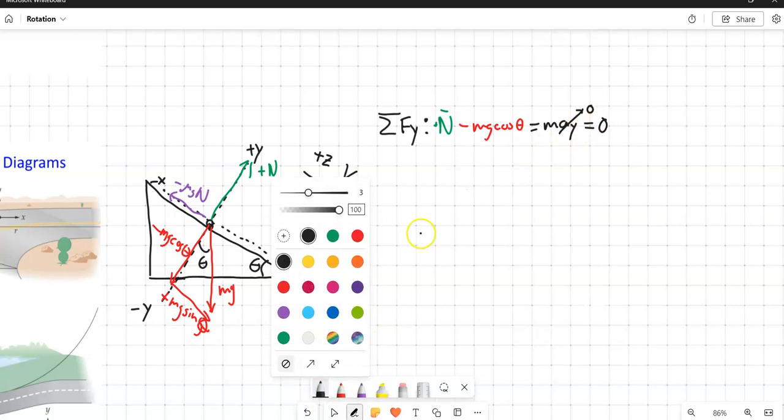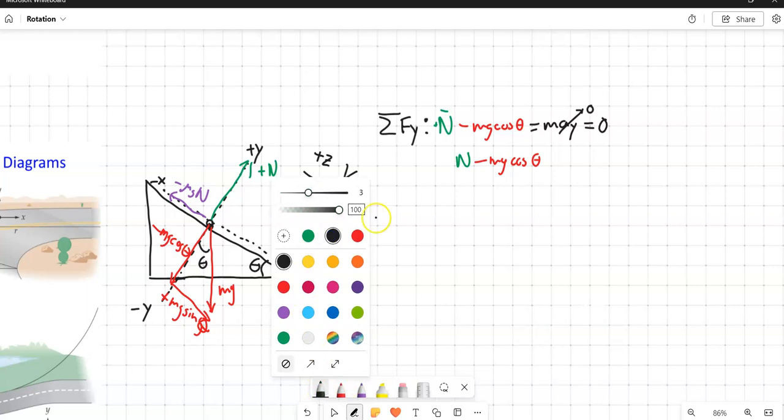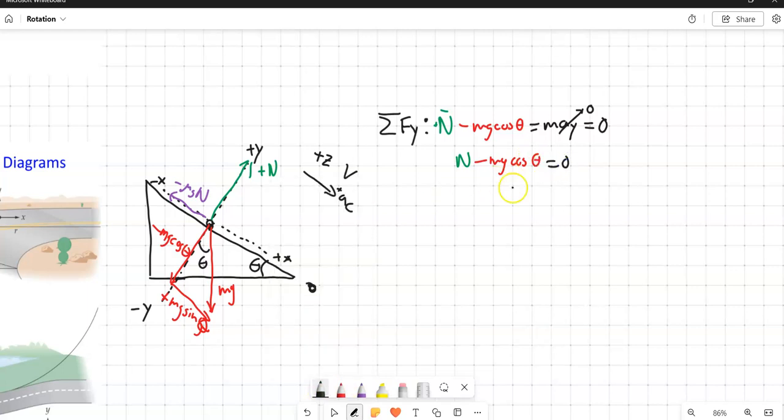So what we get is normal force minus mg cosine of theta is going to be equal to 0. So that normal force is going to be equal to mg cosine of theta. Okay? Sum the forces in the y direction.